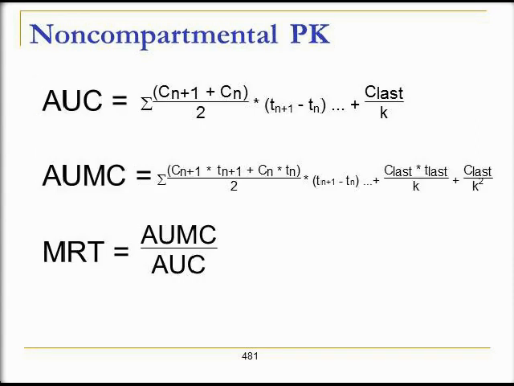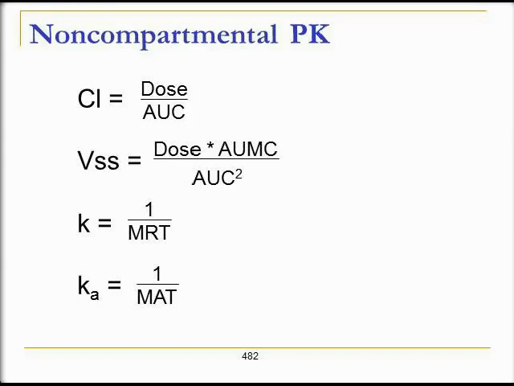So when we do non-compartmental pharmacokinetics, what we do is we calculate two main unknowns, and those are area under the curve and area under the first moment curve. And you can see those equations there. Relatively easy to calculate with any sort of spreadsheet. And then utilizing those two things, area under the curve and area under the first moment curve, you can calculate a mean residence time, which is MRT.